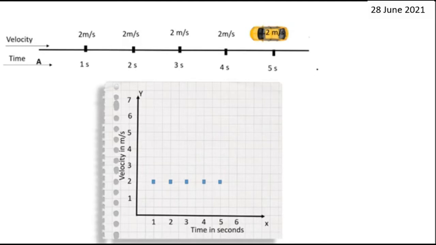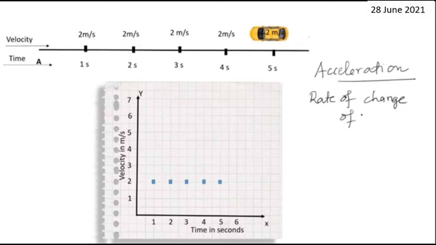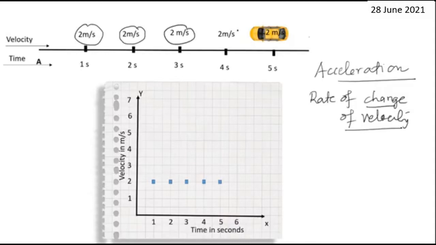Now, if this is the case, we can ask ourselves, is there any acceleration in this? And what do you mean by acceleration? Acceleration is rate of change of velocity. So underline change of velocity. Is there any change in the velocity? No, there is no change in the velocity in all those intervals of time. Since there is no change in the velocity, its acceleration is 0. So there is no acceleration.